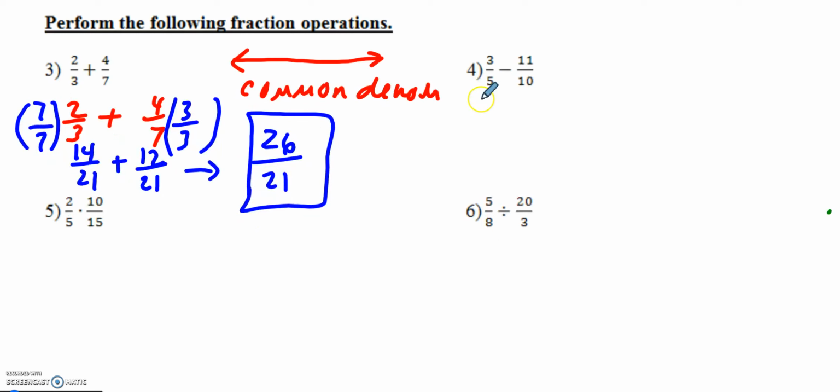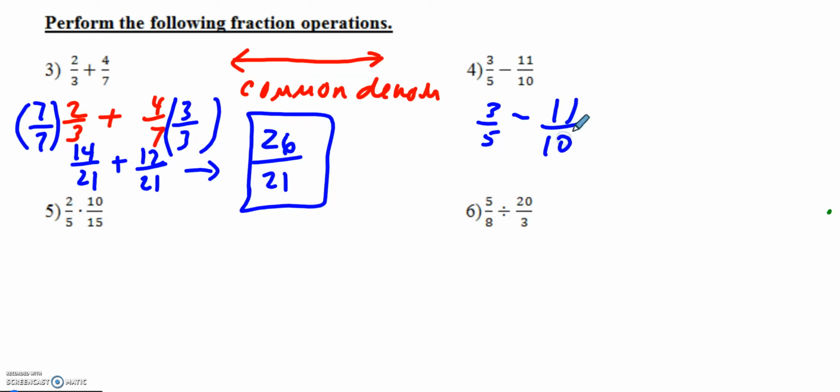For number 4, you absolutely need a common denominator again because we're subtracting, and you could multiply this fraction by 5/5 and multiply this one by 10/10 like we did this problem. But some of you might notice that if you're thinking what's the first number that 5 and 10 go into, you can do something much smaller than 50.